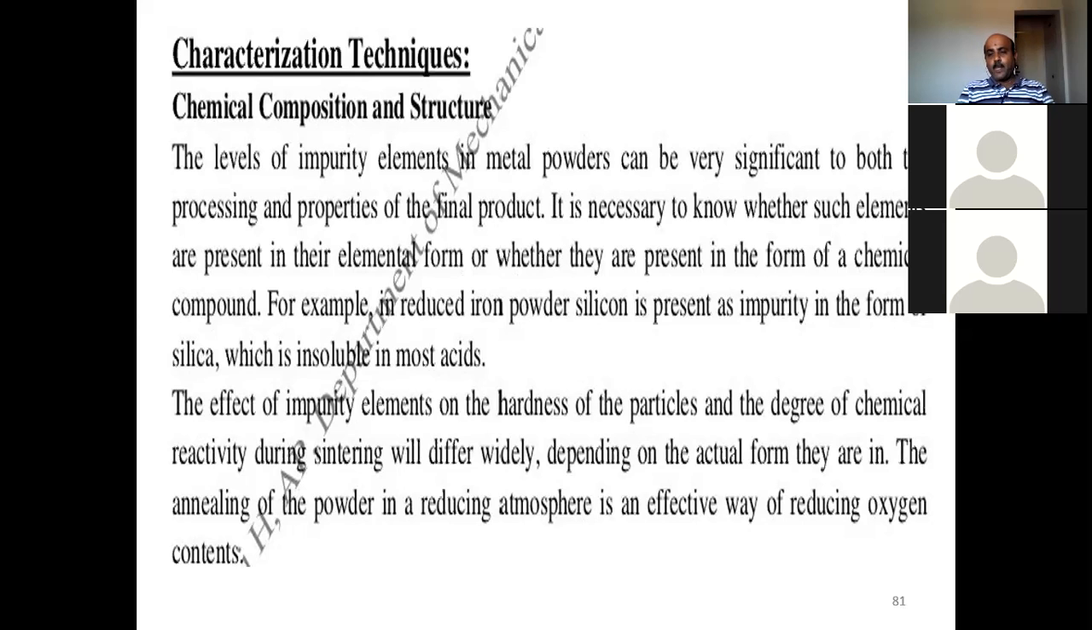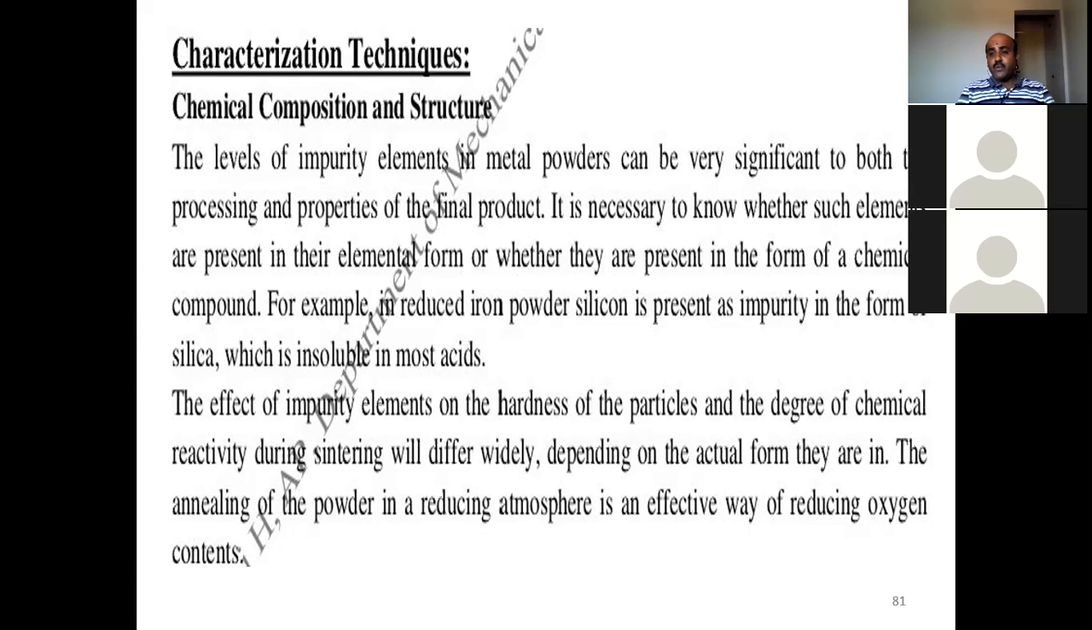So when you produce a powder, what we expect is that the powder should be made out of the metal we want. But we don't have such a method which can produce only the metal powders we require. So those powders will also contain certain impurities, and those impurities might be present in their elemental form, or they may be present in a chemical form.